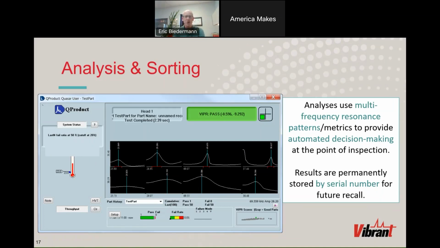We also can store all these results permanently, and if parts are serialized, we can store them by serial number. We can also capture information about the batch, what machine the part came from, a lot of other information for traceability. And in addition to the basic pass or fail result, we capture the statistical scoring criteria, whether it's a Viper sort or an Outlier Screening Z-score based sort, and we capture raw frequency information too. So there's a very data-rich set of results that we capture with any inspection.